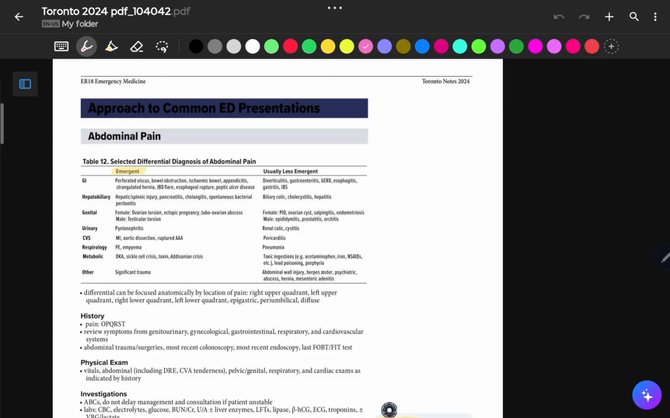You could also have pyelonephritis, it could be an MI, aortic dissection, rupture of the aorta. It could be pulmonary embolism, empyema, DKA, sickle cell crisis, toxic ingestion, significant trauma. So these are actually the emergent causes of abdominal pain.